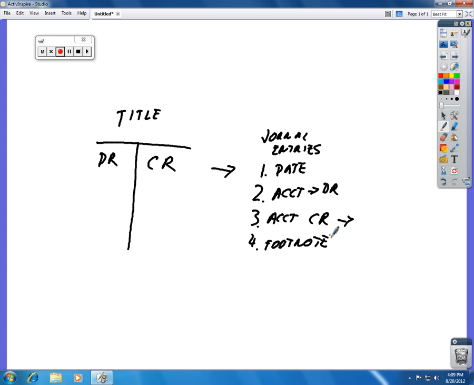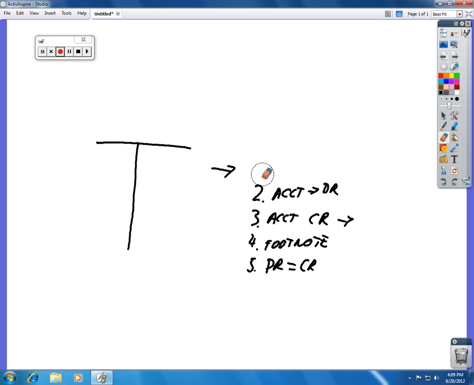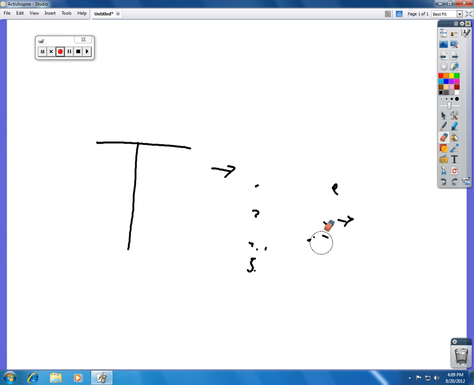And the fifth item for a successful journal entry is that the total of the debits must equal the total of the credits. This is very important. Let me erase the board now. And I'll give you an example of how the T accounts are used to create the journal entries.